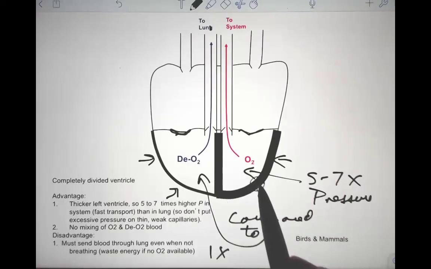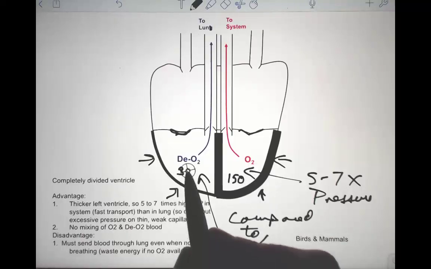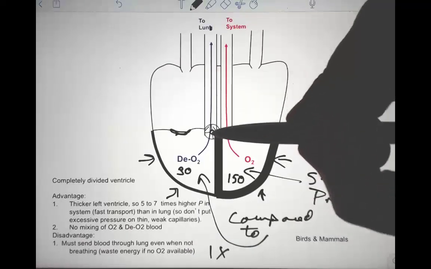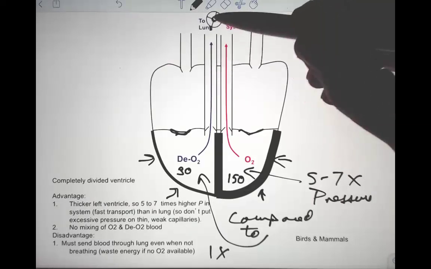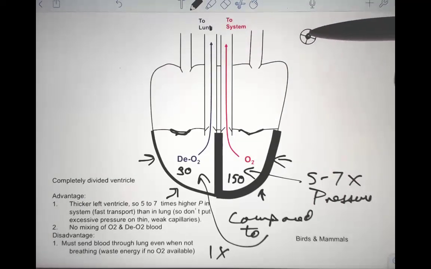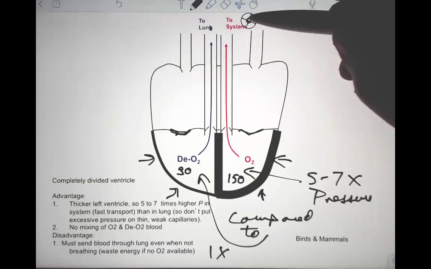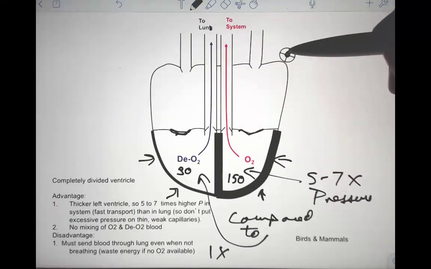the pressure here is, say, 150 millimeters of mercury, this might be 30 millimeters of mercury, which is perfectly fine to send blood to the lung. There's enough pressure, and it's not so high that it causes fluid leakage into the lung, edema. This much higher pressure moves the blood fast to the system, and because it has to go so far through all the arteries, it's at low, safe pressures by the time it gets to the capillaries.